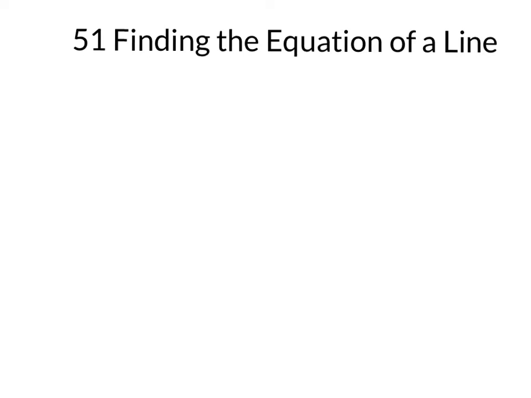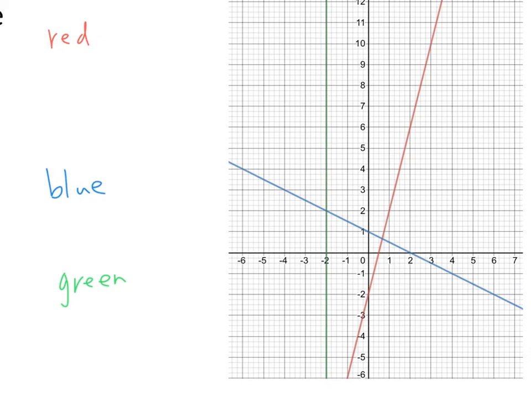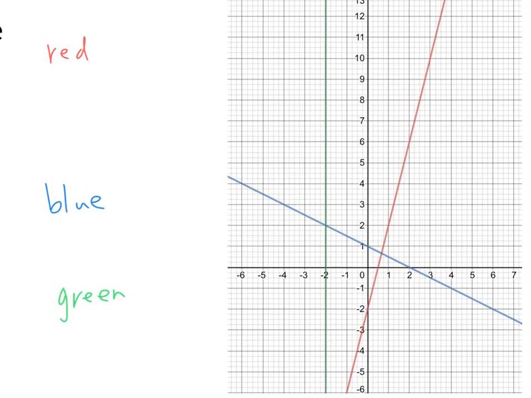This video goes through objective 51, which is finding the equation of a line. Before we go into our notes, we're just going to look at how we would do that if we had it drawn. So, finding the equation of a line if it's already been drawn.